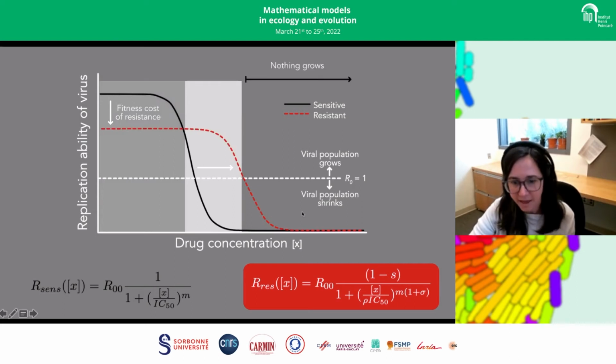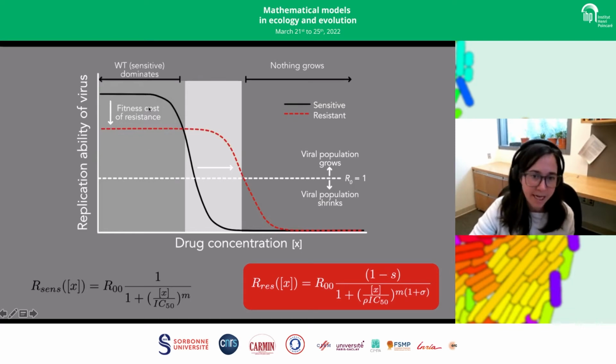So if we see that the drug concentration is over here, nothing should grow, both populations should shrink. If we see that the drug concentration is over here, because of the fitness cost of resistance, we actually expect that the wild type virus should dominate over the resistant one.